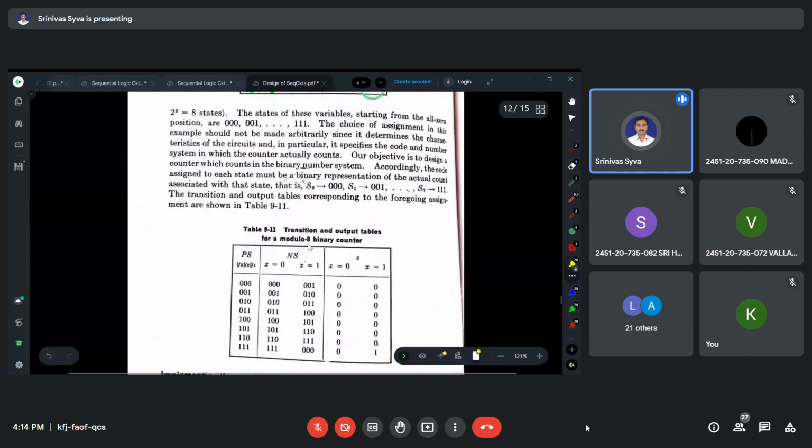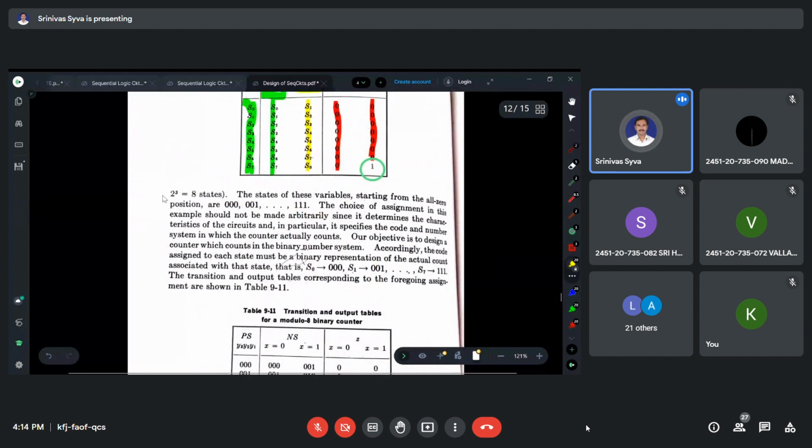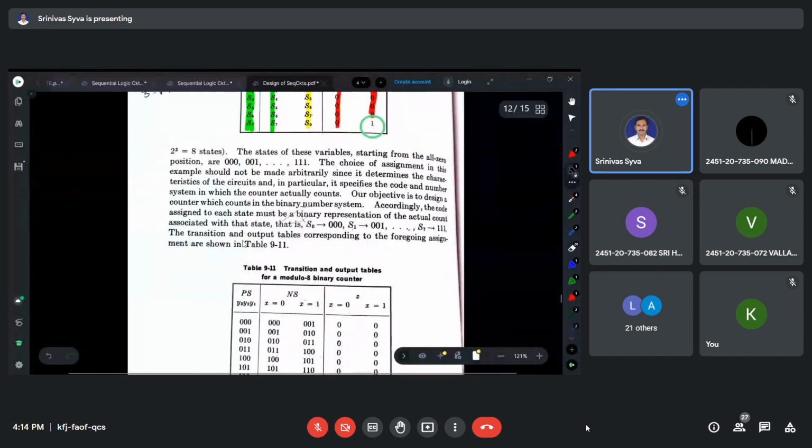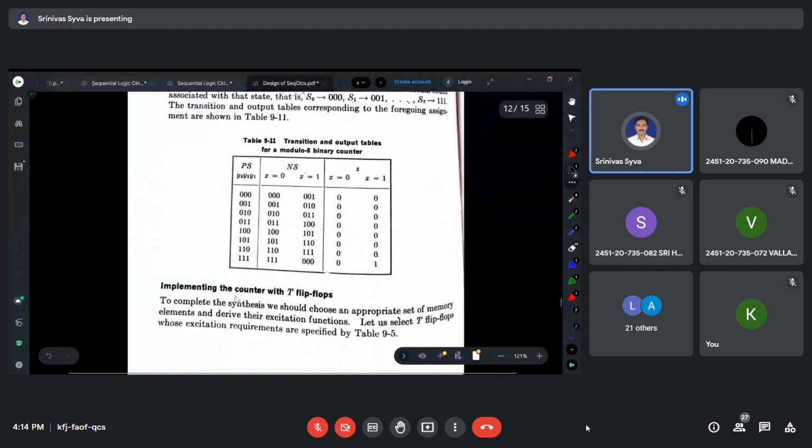Now, state assignment. Here 8 states are there. In order to represent 8 states, 3 flip-flops are required. Okay, so now we are using T flip-flops. Suppose let us use T flip-flops, so implementing the counter with T flip-flops.